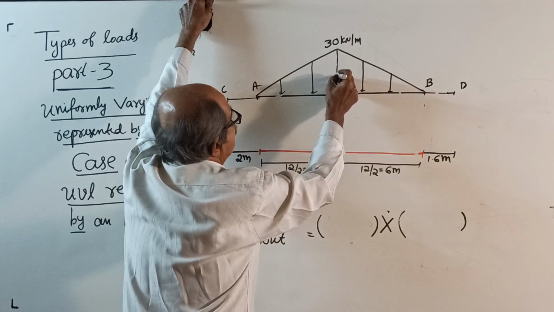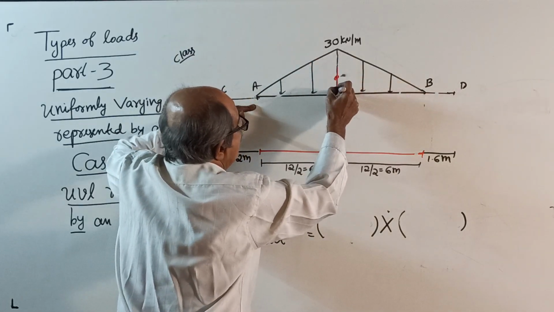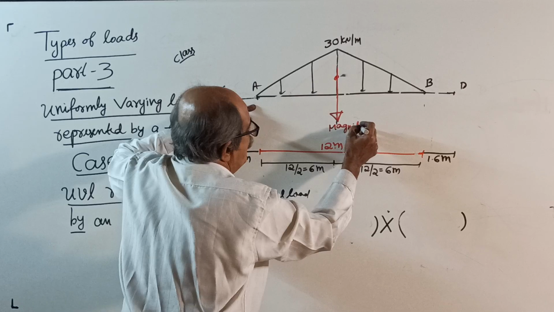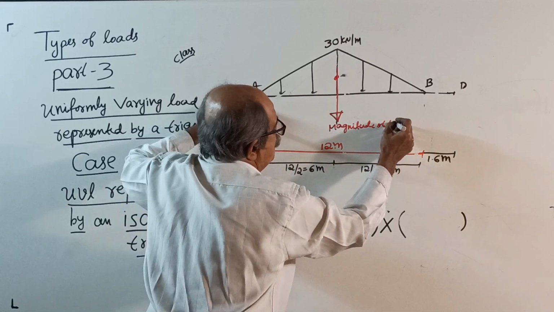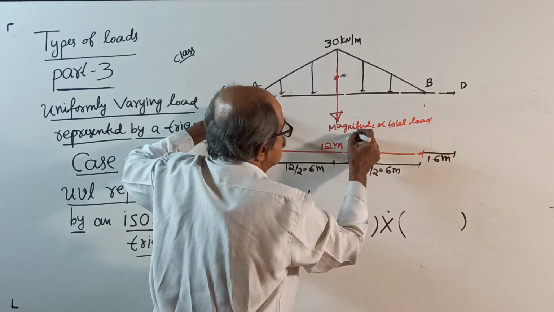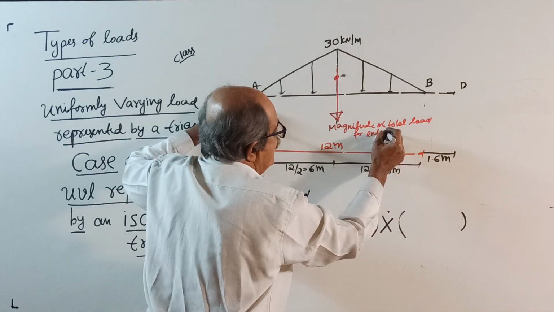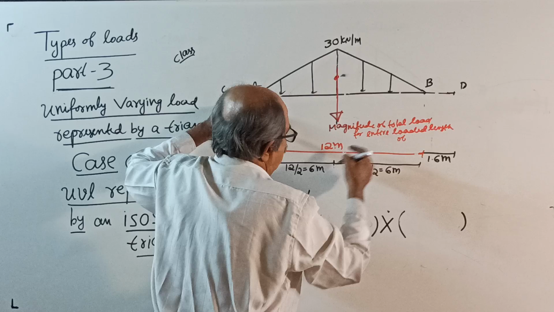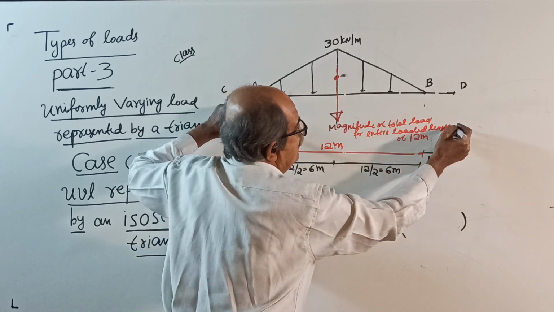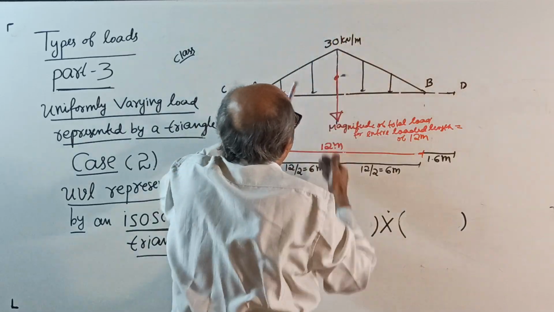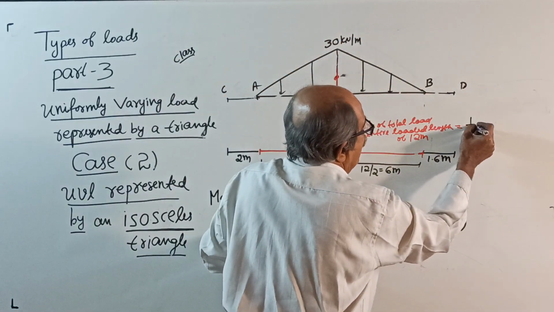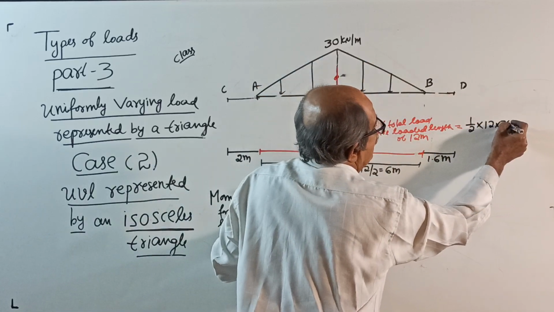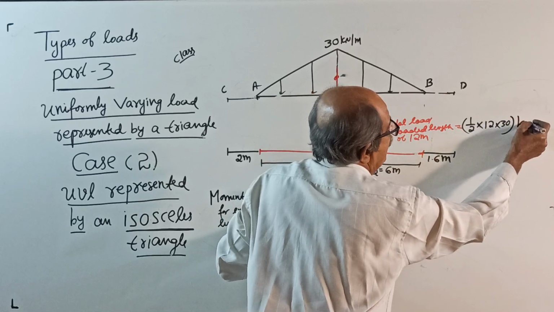To the centroid. Centroid for the entire loaded length. See, this is the magnitude of the total load for the entire loaded length of, not L naught now, 12 meter. Equal to the total load, equal to the area of the triangle, half into 12 into 30. That much kilonewton, direction down.